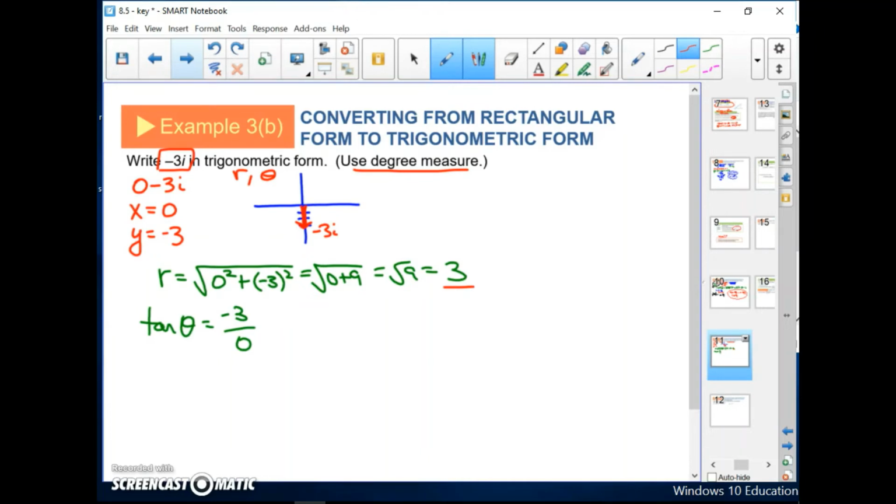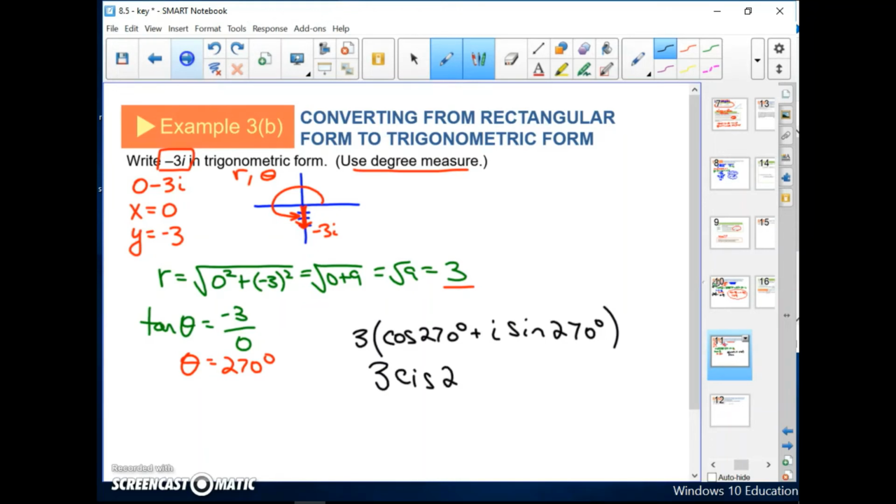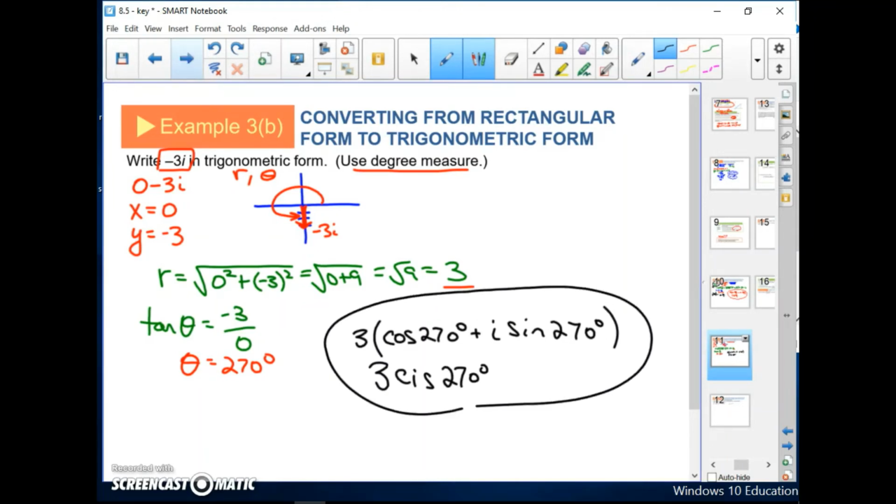But then as for our angle, we can just look at the picture and tell what that angle is. That's 270, right? That's a 90-degree reference angle downstairs. Theta equals 270 degrees. And so if we write polar form, it's going to be 3 times the quantity cosine 270 plus i sine 270 degrees, or in abbreviated version, 3 cis 270. Again, I think most of you are going to prefer the abbreviated version, and that's going to be fine with me.